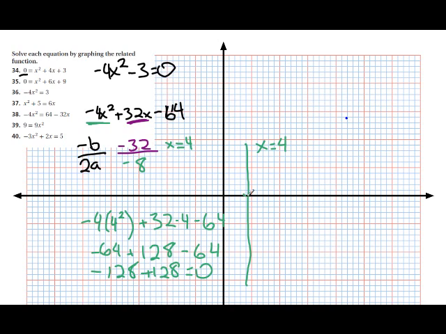Which means our vertex is at this point 0, 4. Not 0, 4. 4, 0. My bad. Which means we're only going to have 1 zero, because that's our zero right there. It is going to open downwards, so it's going to go this way.